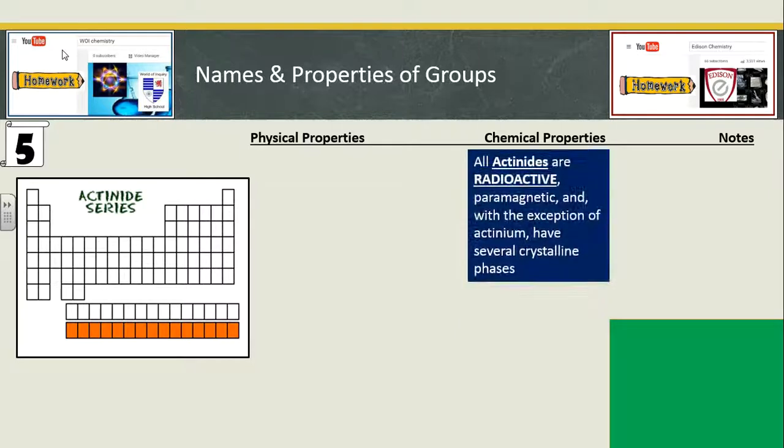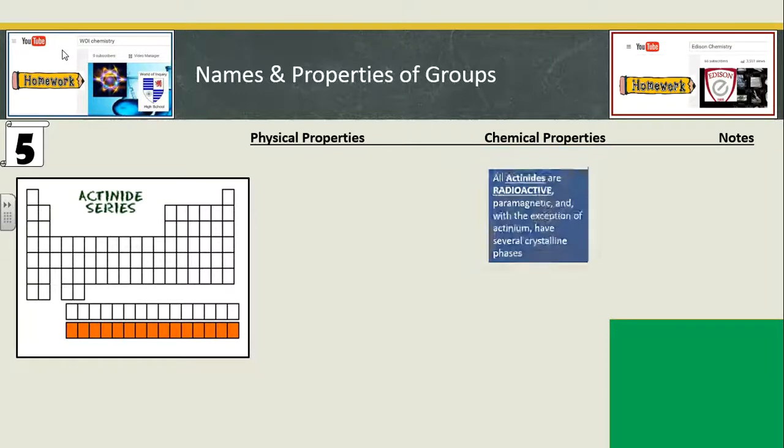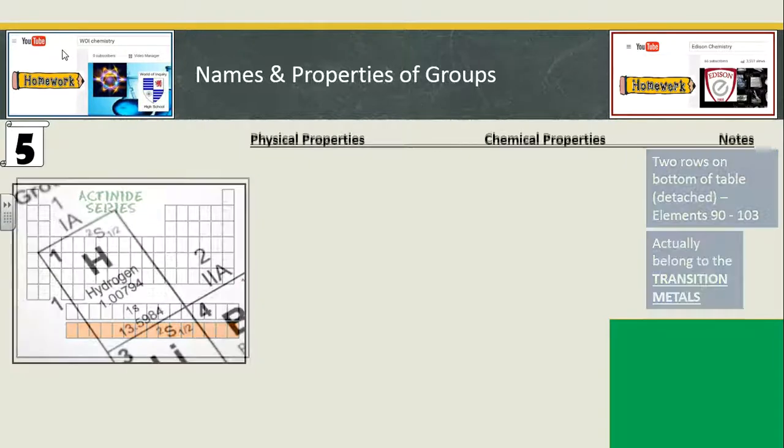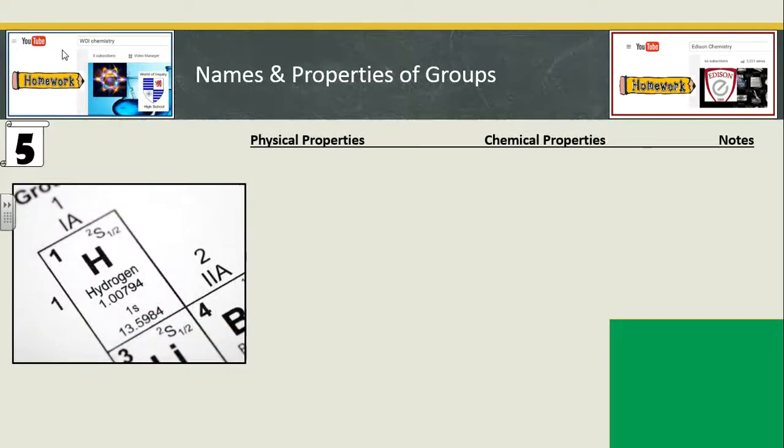Chemical properties. And notice I took luster off of there because they react. All of the actinides are what we call radioactive. And they have several crystalline phases. Okay. And they're paramagnetic. Special notes. I'm guessing that this is the bottom 2 rows, or the bottom row. This is specifically 90 through there, and they actually belong in the transition elements, and some of them are radioactive. That would be plutonium and uranium. We've heard of those. Plutonium is in the bombs.